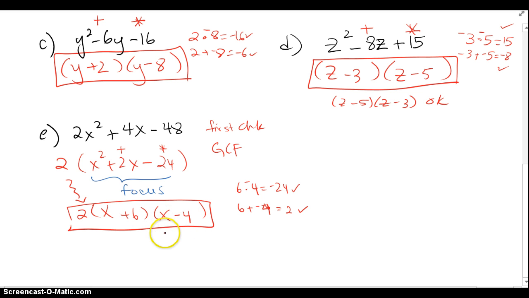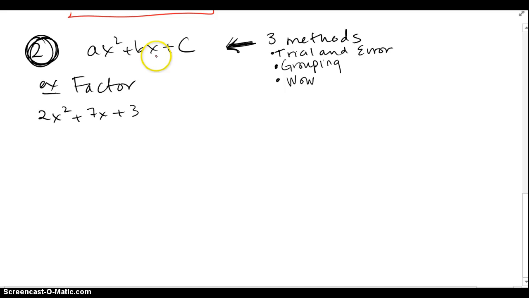Alright, now let's move on to the slightly harder case where the leading coefficient is no longer 1 and it's any value a. Now we're going to do these type of problems, especially the first example, 3 different ways, 3 methods. There's the trial and error method, there's the grouping method I'll show, and then the last one, which I learned about recently, I'm just going to call the wow method because chances are you've never seen that method before.